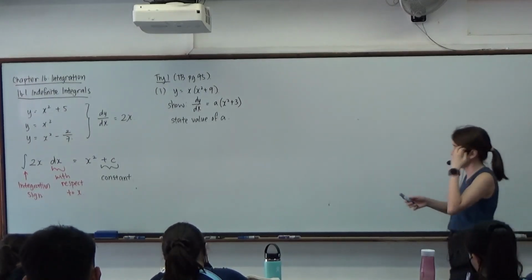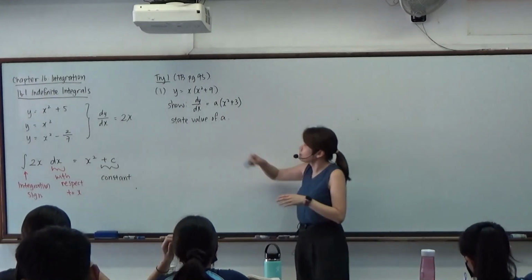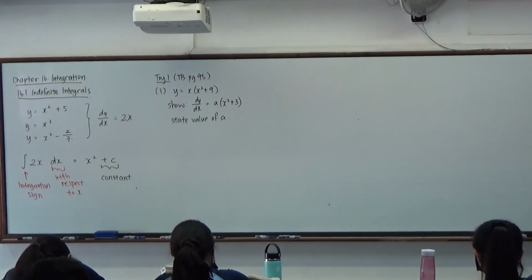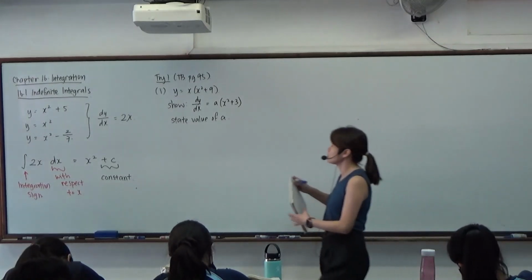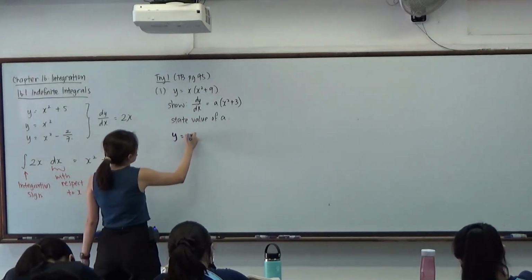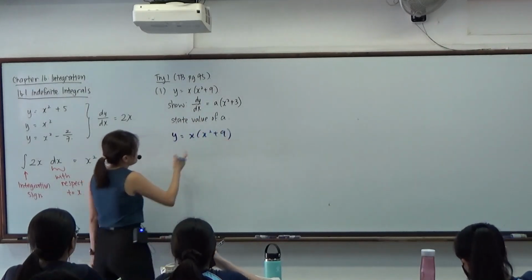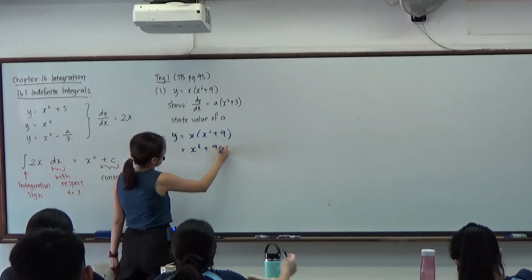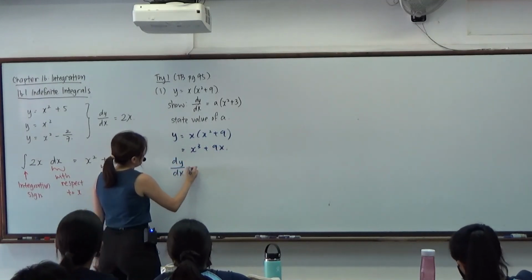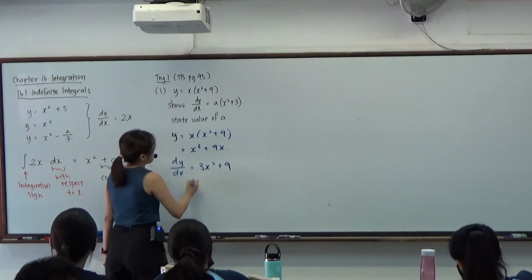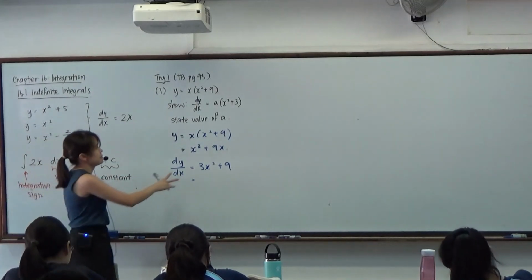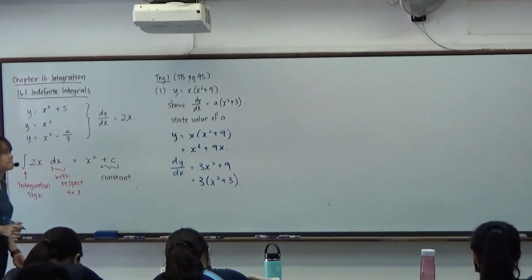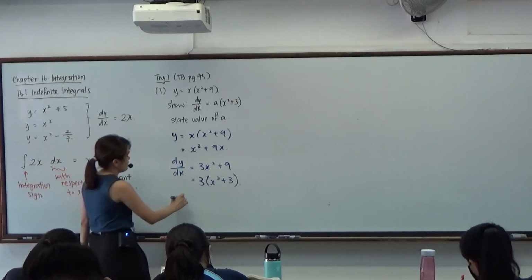In looking at Try 1, we are given the function y equals x times x squared plus 9. We want to find dy over dx and state the value of a. We should not be finding it difficult now. To differentiate, either you do the product rule, which may be a little bit troublesome, or you can simply expand it before differentiating it and get 3x squared plus 9. But since we want it in a specific form, we'll just write it like that. The question says state the value of a, so a equals 3.